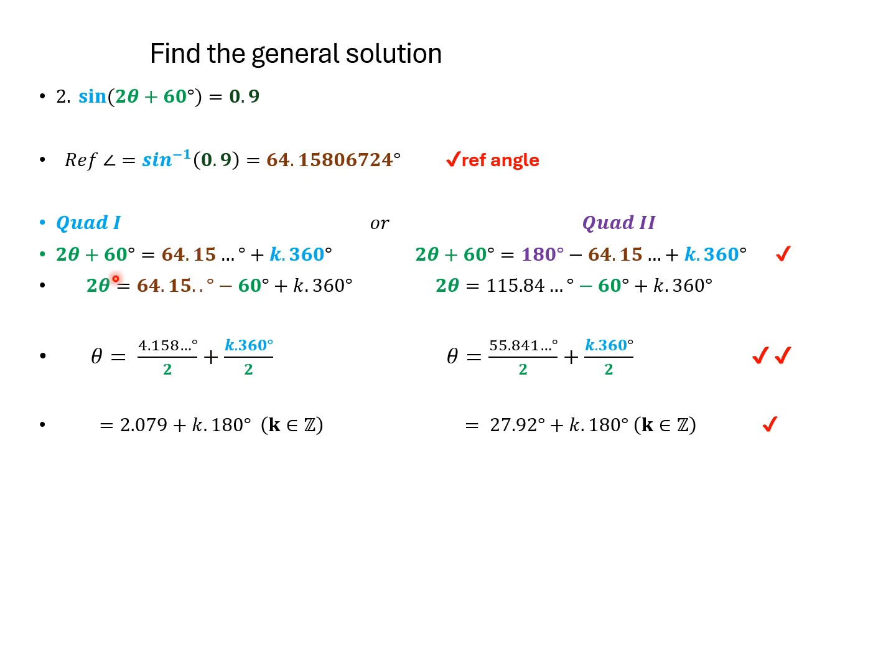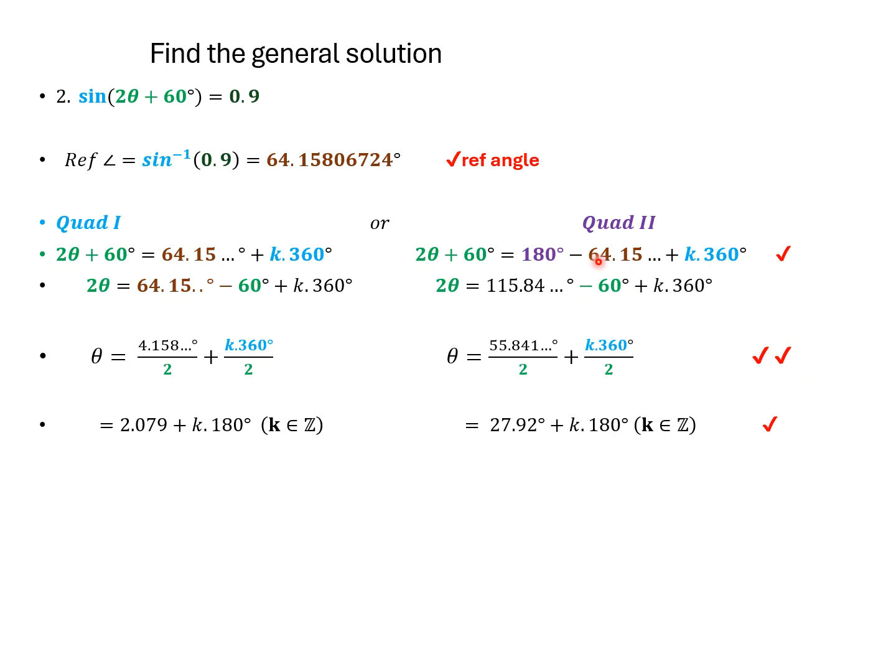From there, if I take 60 over, it becomes 64,15 minus 60 plus k times 360, which then gives me 4,158 degrees plus k times 360. I have to solve for theta, so I'm going to divide everything by 2. So 2 theta divided by 2 gives me theta, 4,158 divided by 2, k times 360 divided by 2, which then gives me 2,079 plus k times 180, k an element of integers.